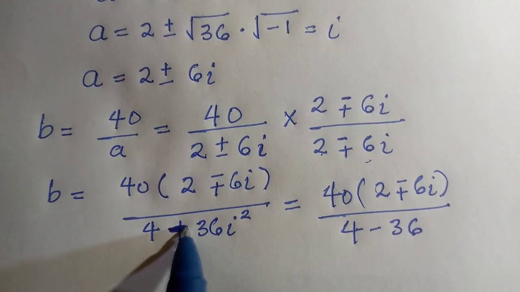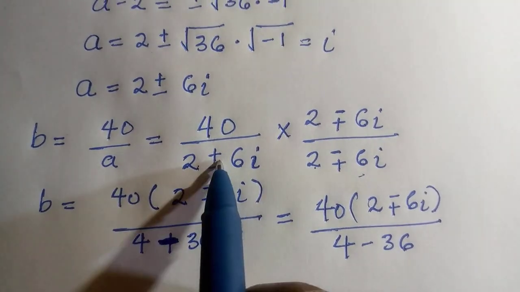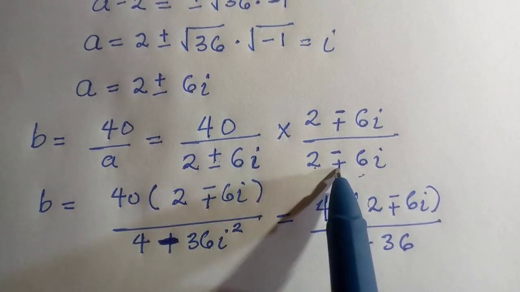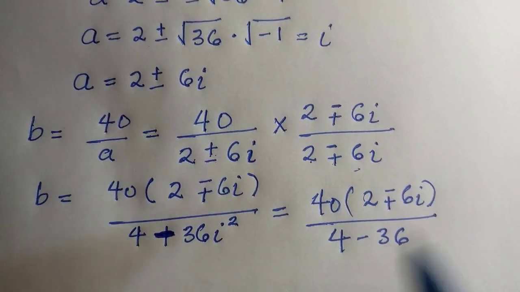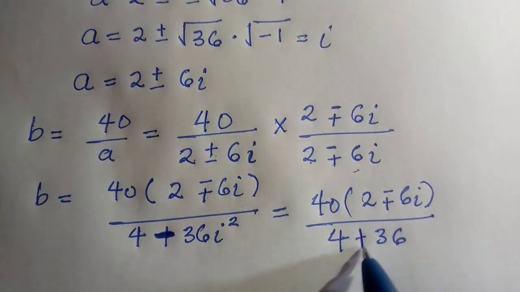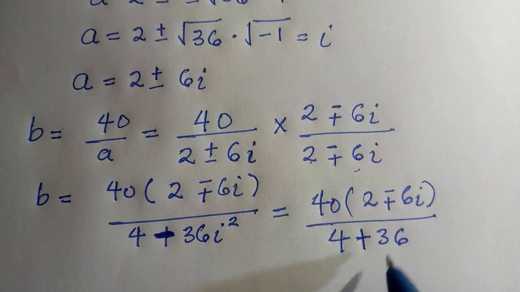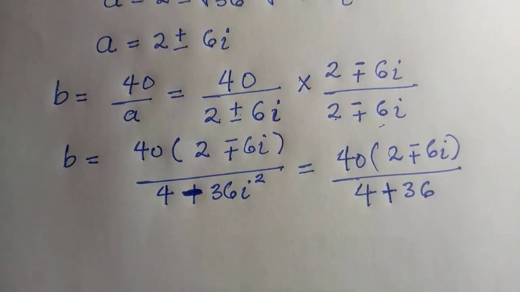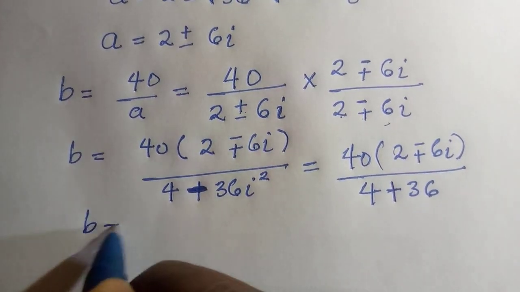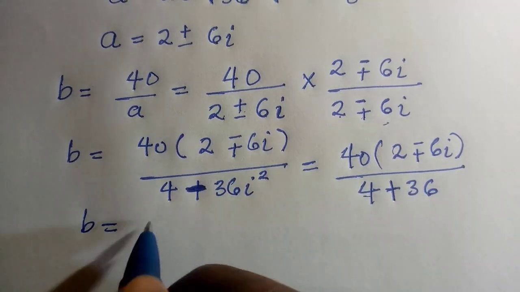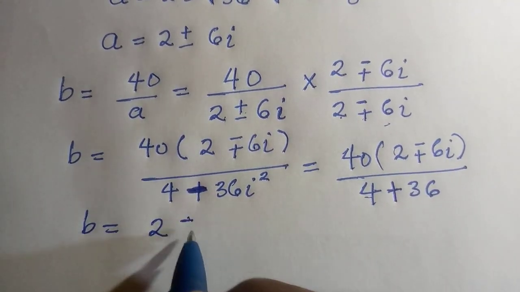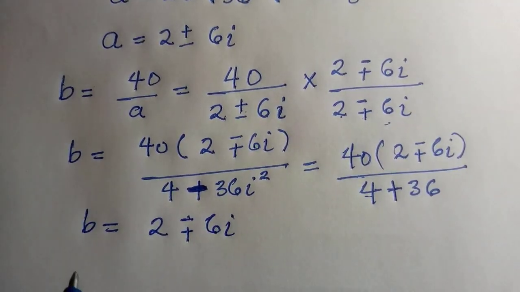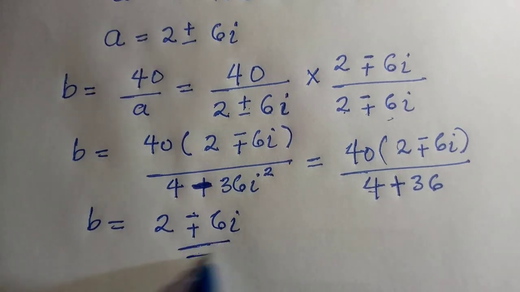So I just want to test something. The whole of this is going to be minus, because each of these is minus, and here it is plus 36 because of i squared, which is minus 1. So b equals, and this and this cancel, and we have 2 minus or plus 6i, which gives the result for the value of b.